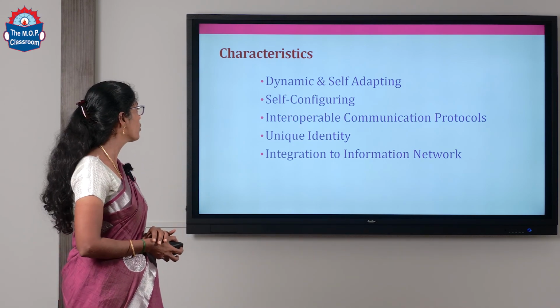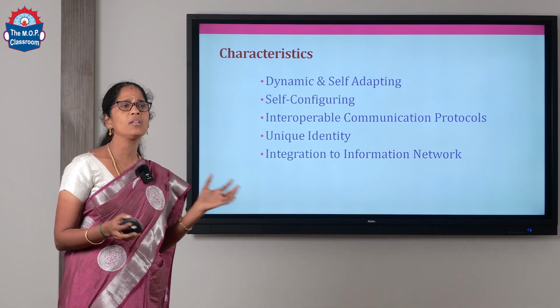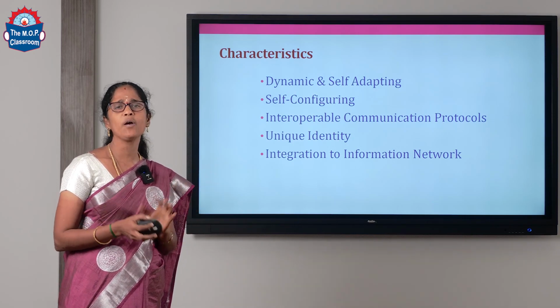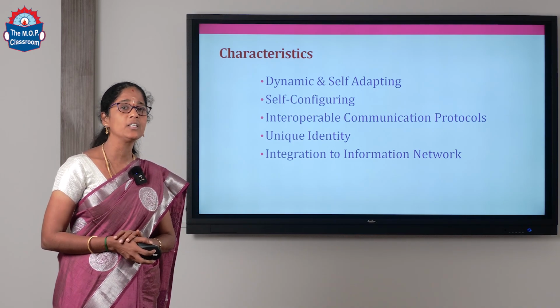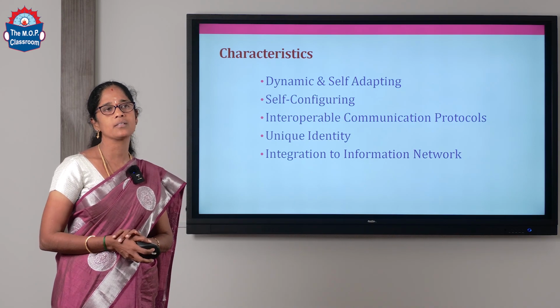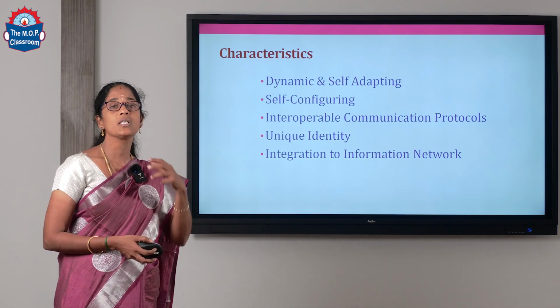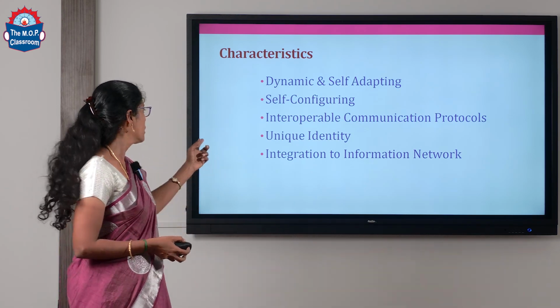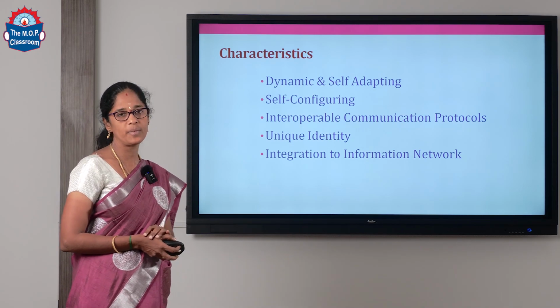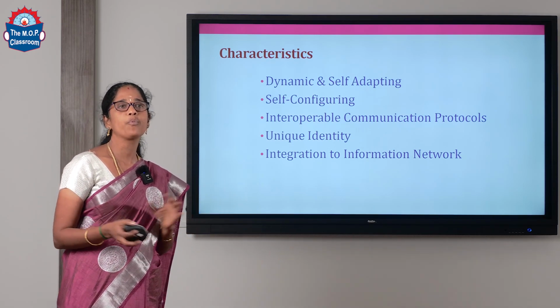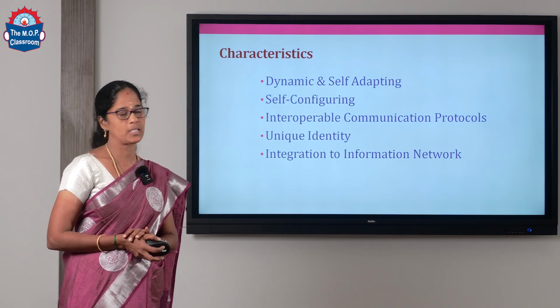Then moving on to the fourth feature, unique identity. All the IoT devices are given a unique identifier. An identifier is an address that is given such that the machine is capable of receiving and sending information. The last one is integration to the information network, where it supports all the networking interfaces.